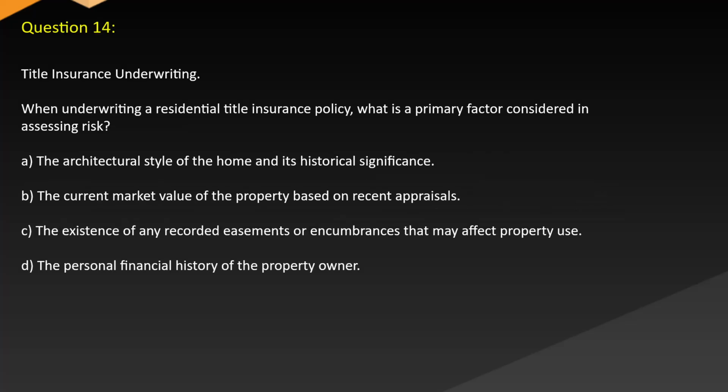Question 14. Title insurance underwriting. When underwriting a residential title insurance policy, what is a primary factor considered in assessing risk? A. The architectural style of the home and its historical significance. B. The current market value of the property based on recent appraisals. C. The existence of any recorded easements or encumbrances that may affect property use. D. The personal financial history of the property owner.